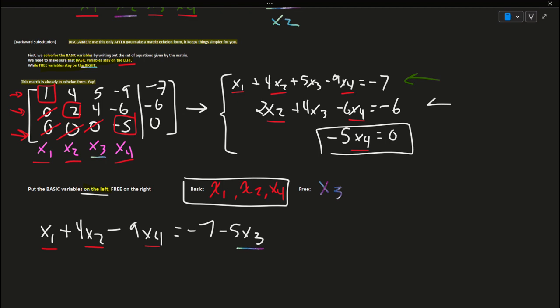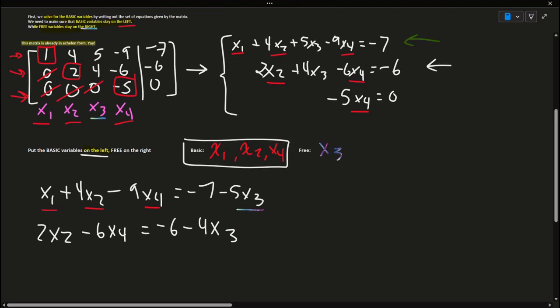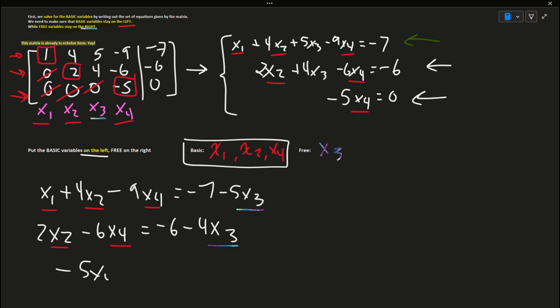Looking at the second equation, we have 2x2 plus 4x3 minus 6x4 is equal to -6. We need to move the 4x3 to the right, so we subtract 4x3 on both sides. Now for the last one, all the basic variables are already on the left-hand side, with no free variables, so we can just leave it as it is.